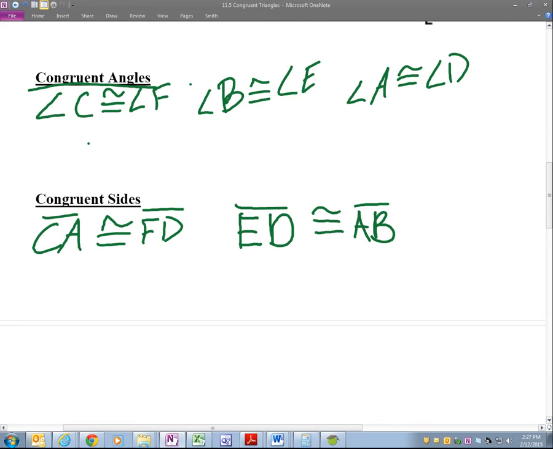Write it below. The final one is segment CB is congruent. Say it as you write it. Segment CB is congruent to segment FE.